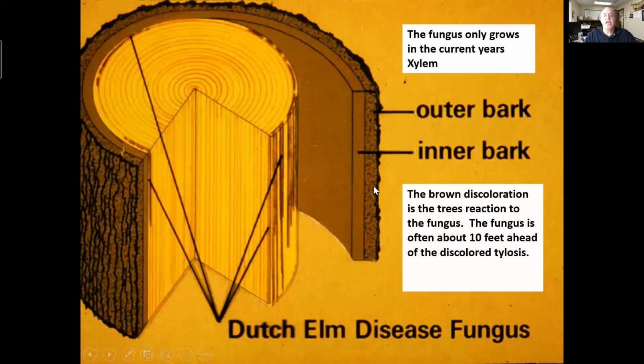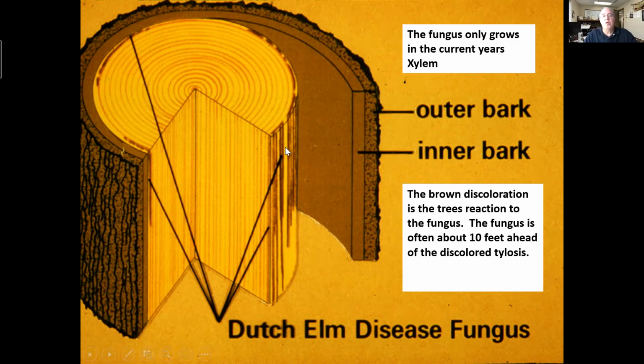So the first thing, again, is the fungus only grows in the current year xylem. That's the key, because that means you can isolate the disease. You don't have to carve it out or anything. You just have to isolate it on the sides. The other one is the brown discoloration is the tree's reaction to the fungus. And the fungus is often growing ahead of the tree's reaction. So we typically say 10 feet max.